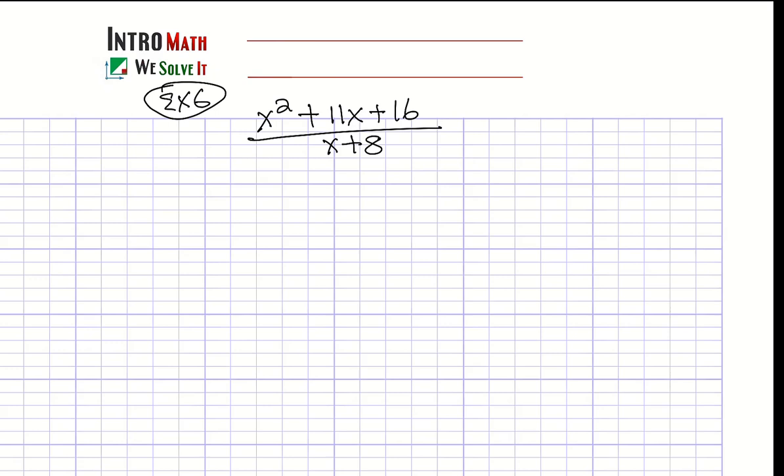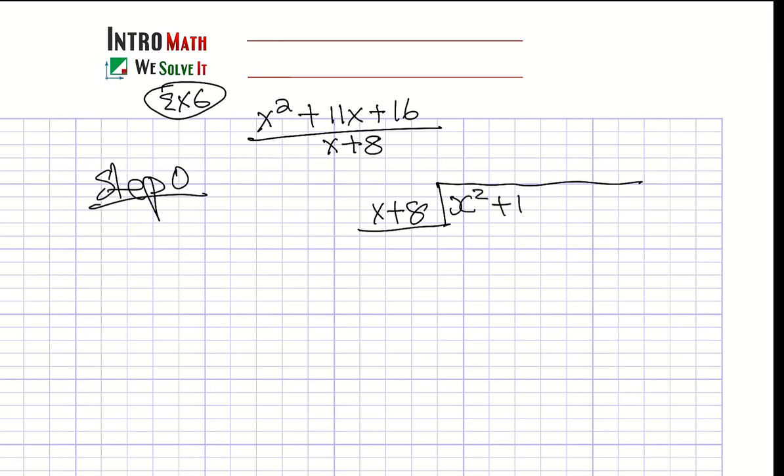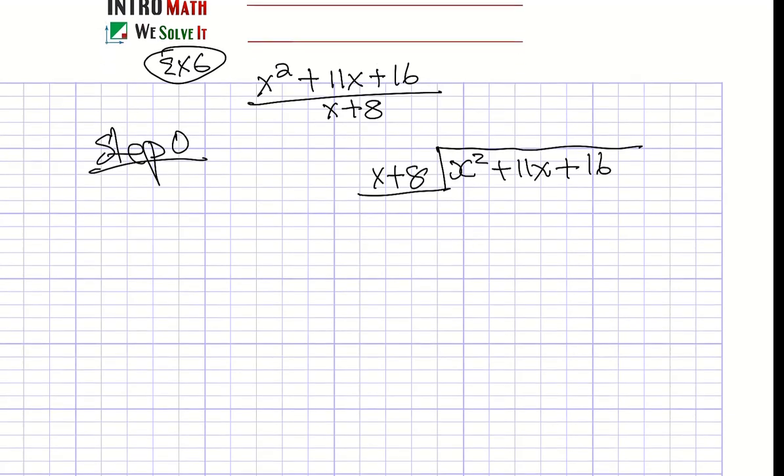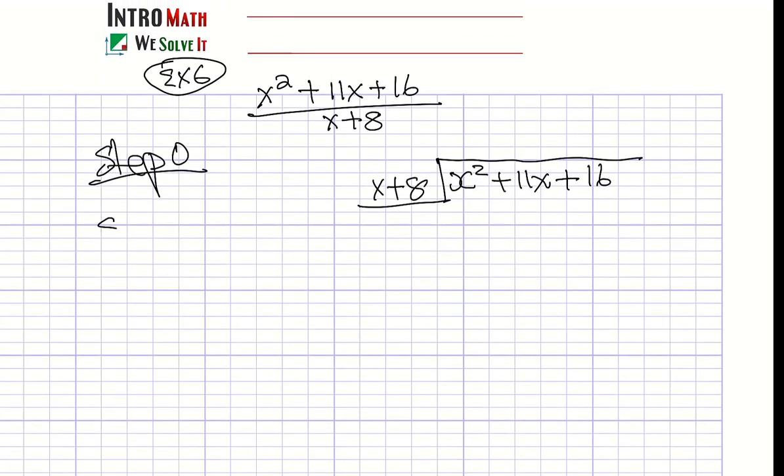Okay, so what is our step 0? Everything clears up. I don't see any problem anywhere. We just set up our stuff: x plus 8, okay, x squared plus 11x plus 16. See, the more you do it, the more you get the hang of it. So you need to do a lot of problems. That way you can get the hang of it. Okay, so let's go to step 1.